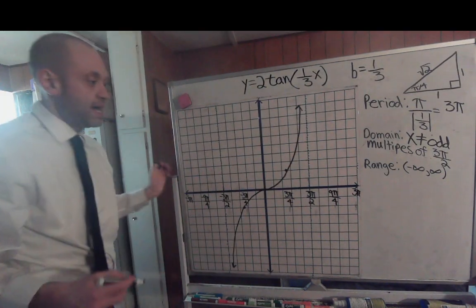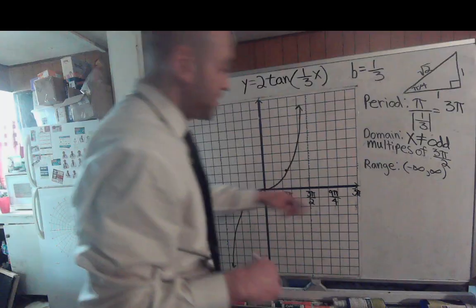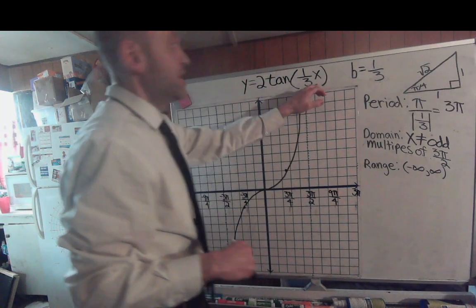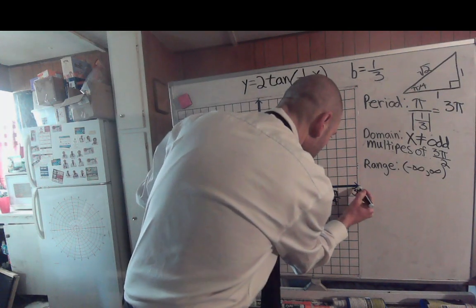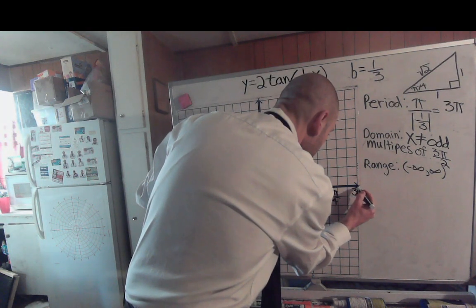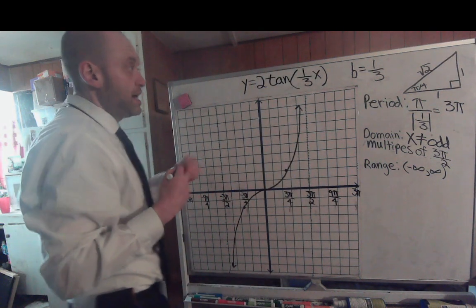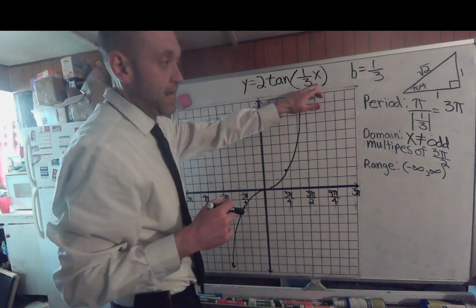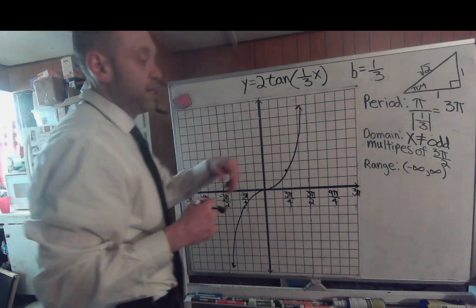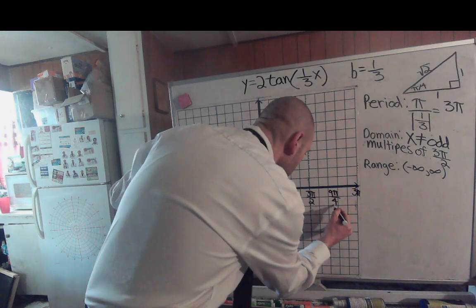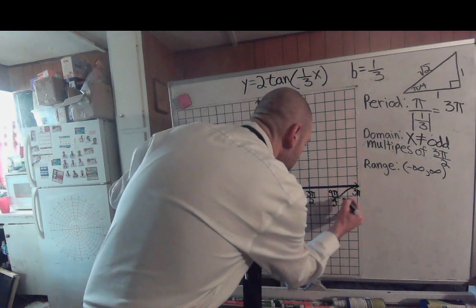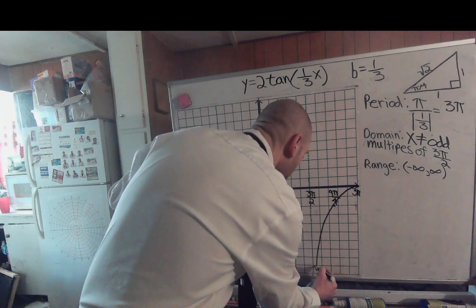So there's that, and then let's go to, what if I put in 3 pi? That would give me the tangent of pi, which is 0. Now, if I put in 9 pi over 4 for x, I would get the tangent of 3 pi over 4, which is negative 1 times 2 is negative 2. So we'll come down like this over here.